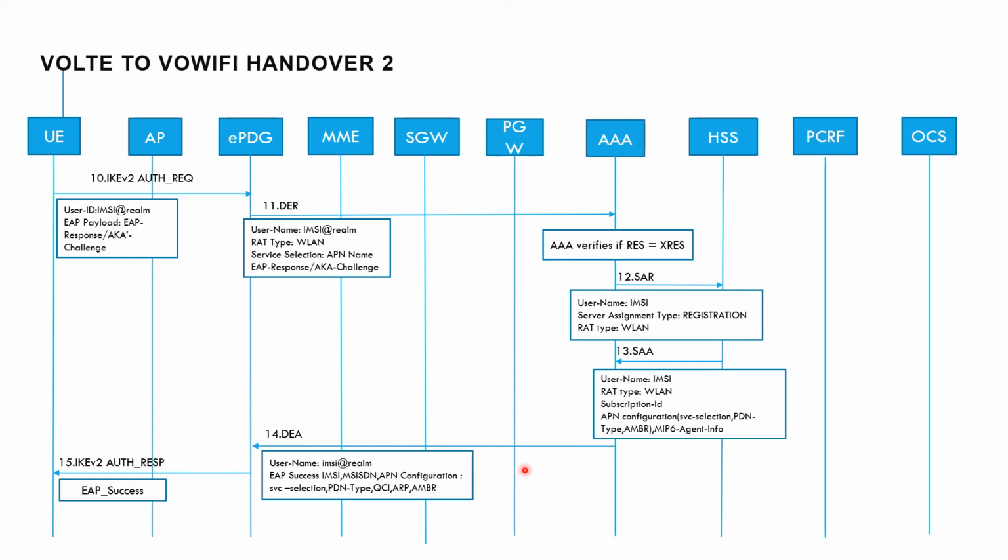Now the AAA sends a DEA message to the ePDG. This DEA message consists of the username, which is the IMSI, and also the EAP success. It also consists of the APN configuration, like the APN name, PDN type, and also the QoS information, what QoS should be allocated to the UE. For setting up a session, we need a QoS basically. That's why all this information is sent to the ePDG.